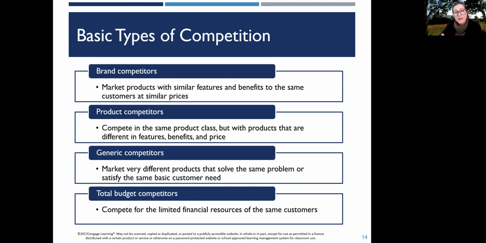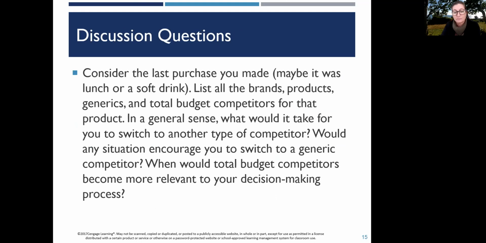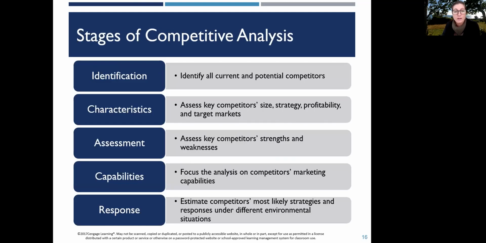Okay, so this slide here is identifying different types of competitors. We can compete on brand, we can compete on product, we can compete generically, where very different products might solve the same problem, for example, and we can compete on budget, where financial resources are competing for the same dollar.